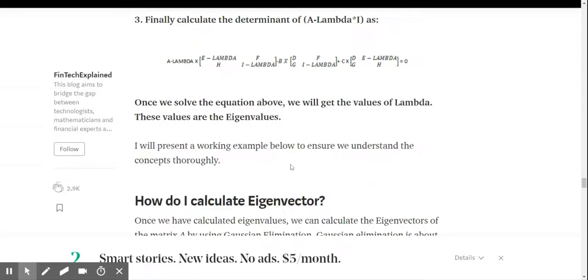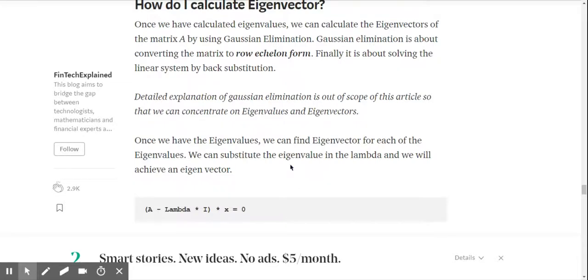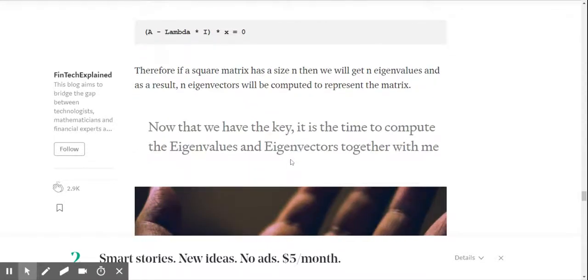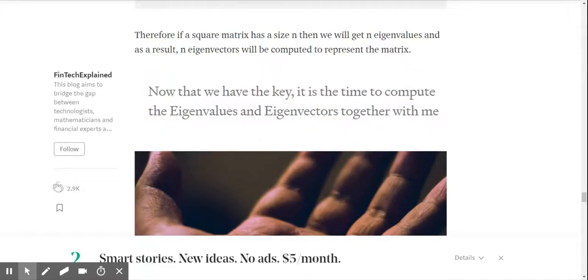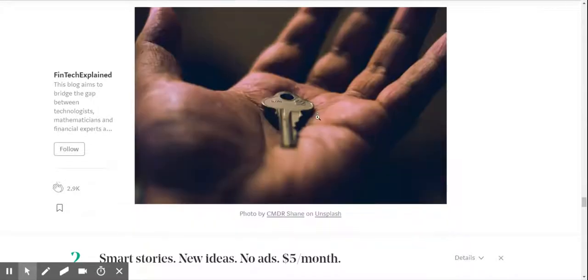Okay, how to calculate the eigenvector? Now we have the keys. It's time to compute the eigenvector together with me.